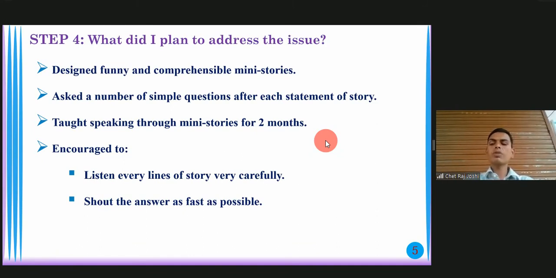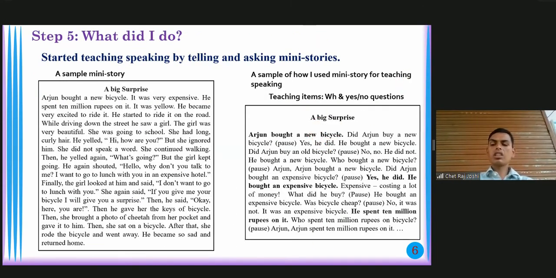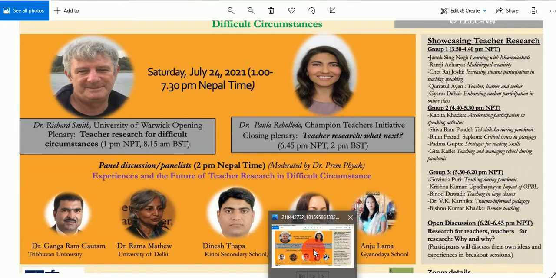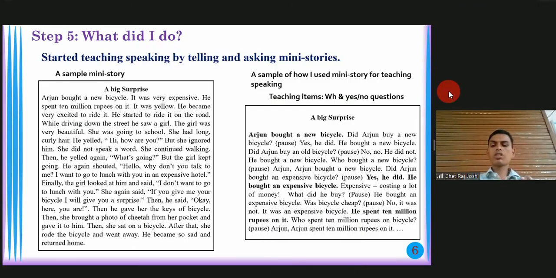Stories were based on the objectives of the curriculum and the interest of my students. I tried to make the stories as funny as possible. Each statement of the story was followed by a number of short and simple questions so that students got more repetition on a single linguistic item. I always encouraged my students to listen and answer during storytelling. Let me show a sample of how I taught.